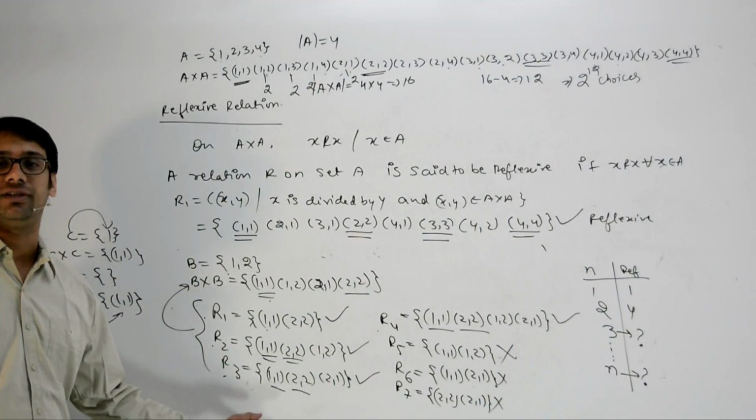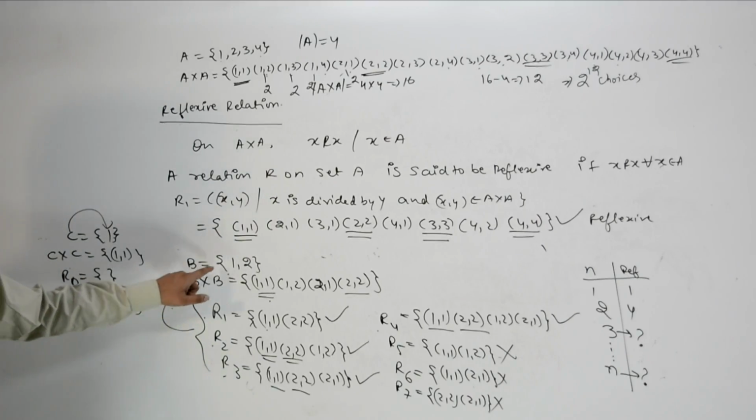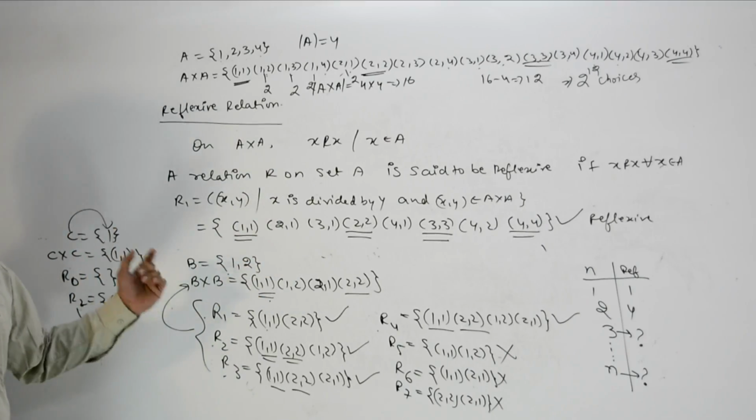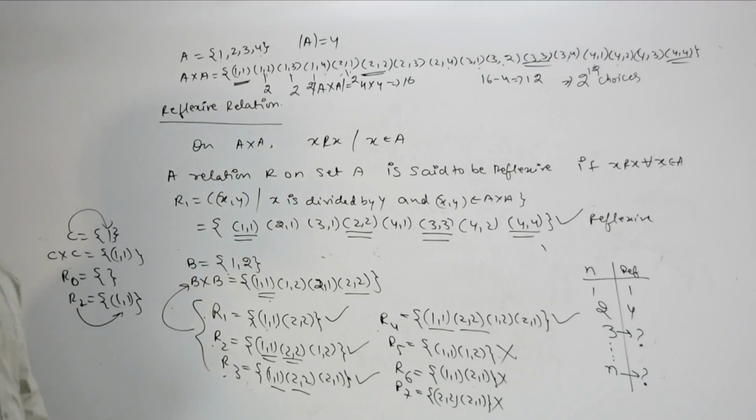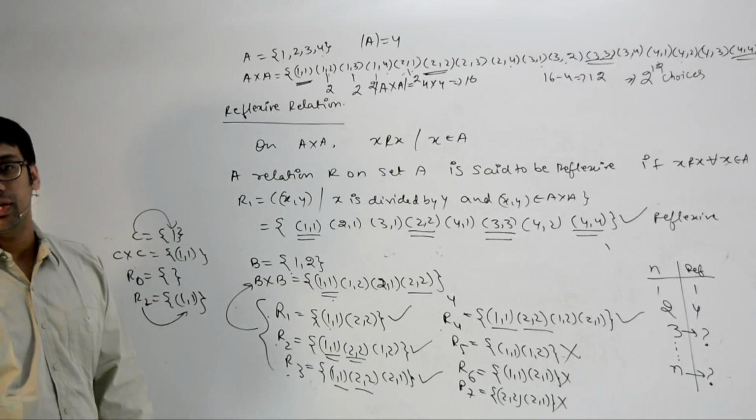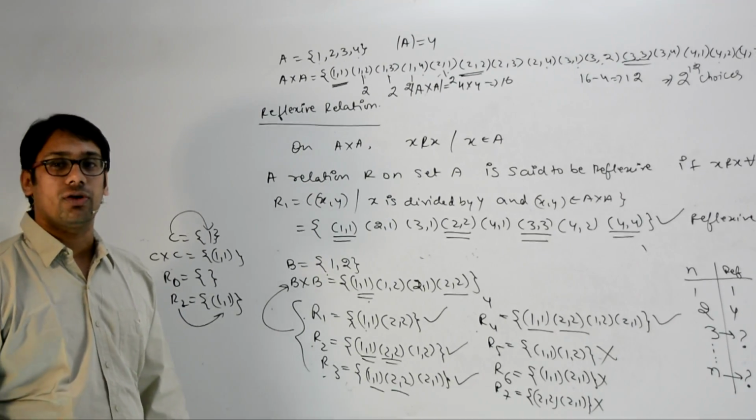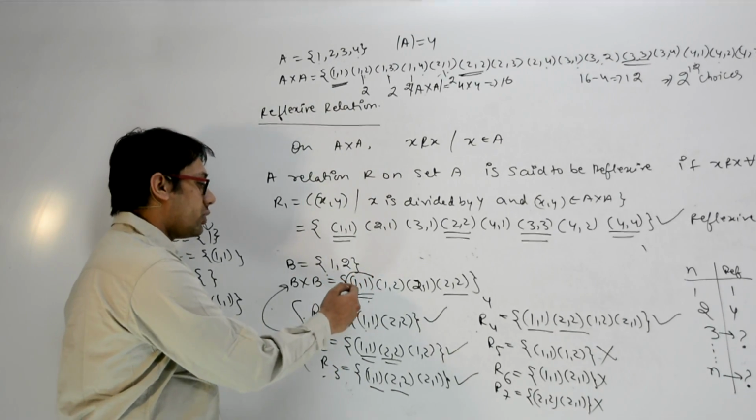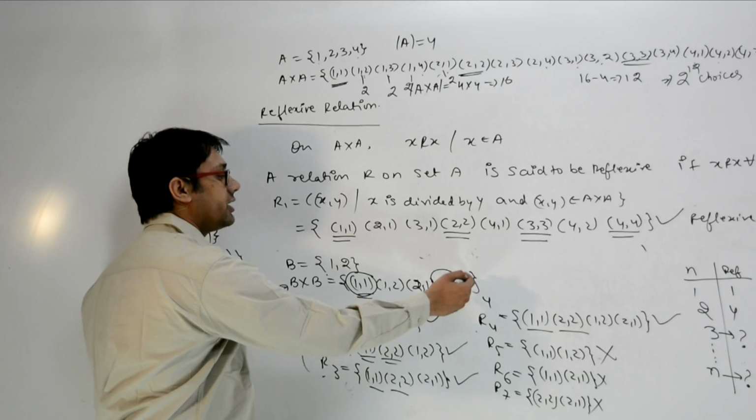You can verify it here. For example, the set B is containing 2 elements. Then obviously B cross B is going to contain 4 elements. Now out of these 4 elements, these 2 elements should always be there in a reflexive relation.